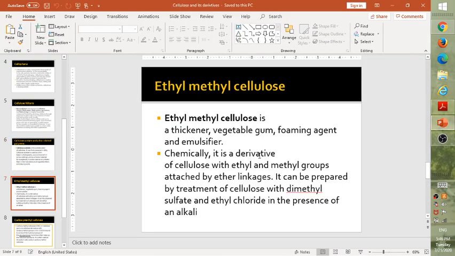Ethyl methyl cellulose is a thickener, vegetable gum, foaming agent and emulsifier. Chemically, it is a derivative of cellulose with ethyl and methyl groups attached through ether linkages. It can be prepared by treatment of cellulose with dimethyl sulfate and ethyl chloride in the presence of an alkali.